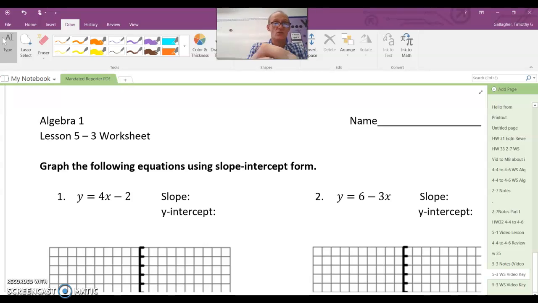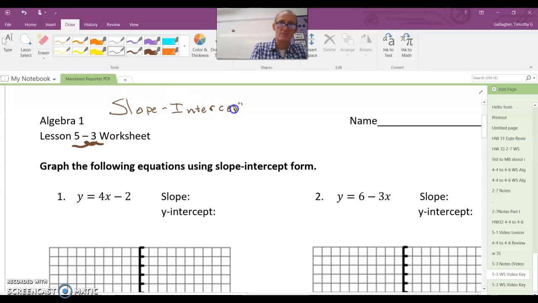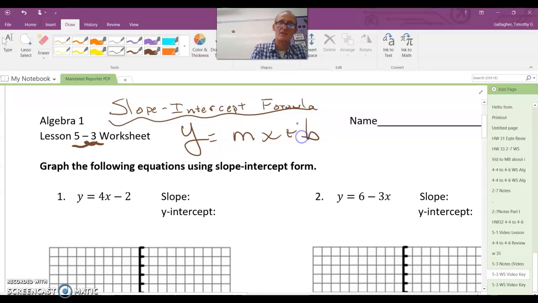Okay, so as you know, the 5-3, just like your video, the 5-3 was slope-intercept formula. All right, y equals mx plus b, where this number, the coefficient of x, is the slope, and this number, b, is the y-intercept. Okay?